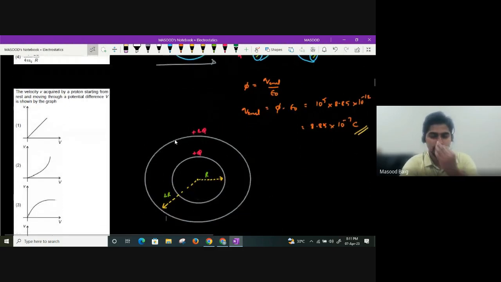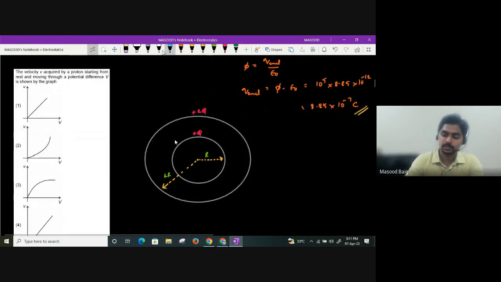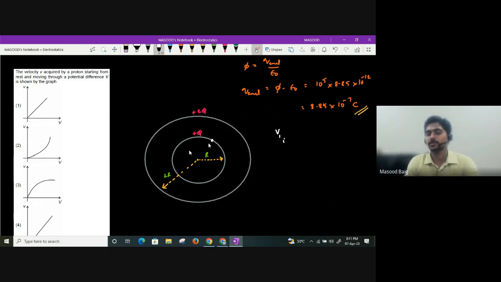So initially, you please tell me if they are not connected, guys. Initially, what would be potential? V1 initial I am writing. I'll take on the surface. Inside and surface, they will be same, guys, because electric field inside is 0.